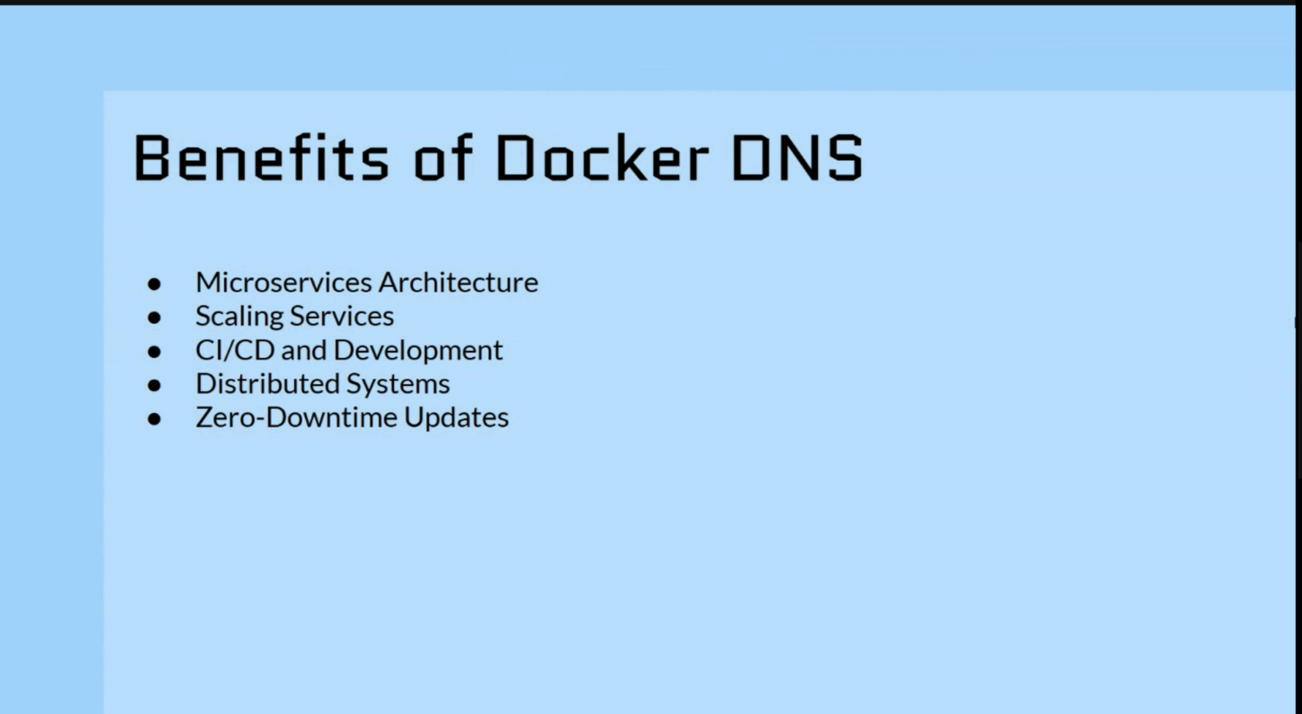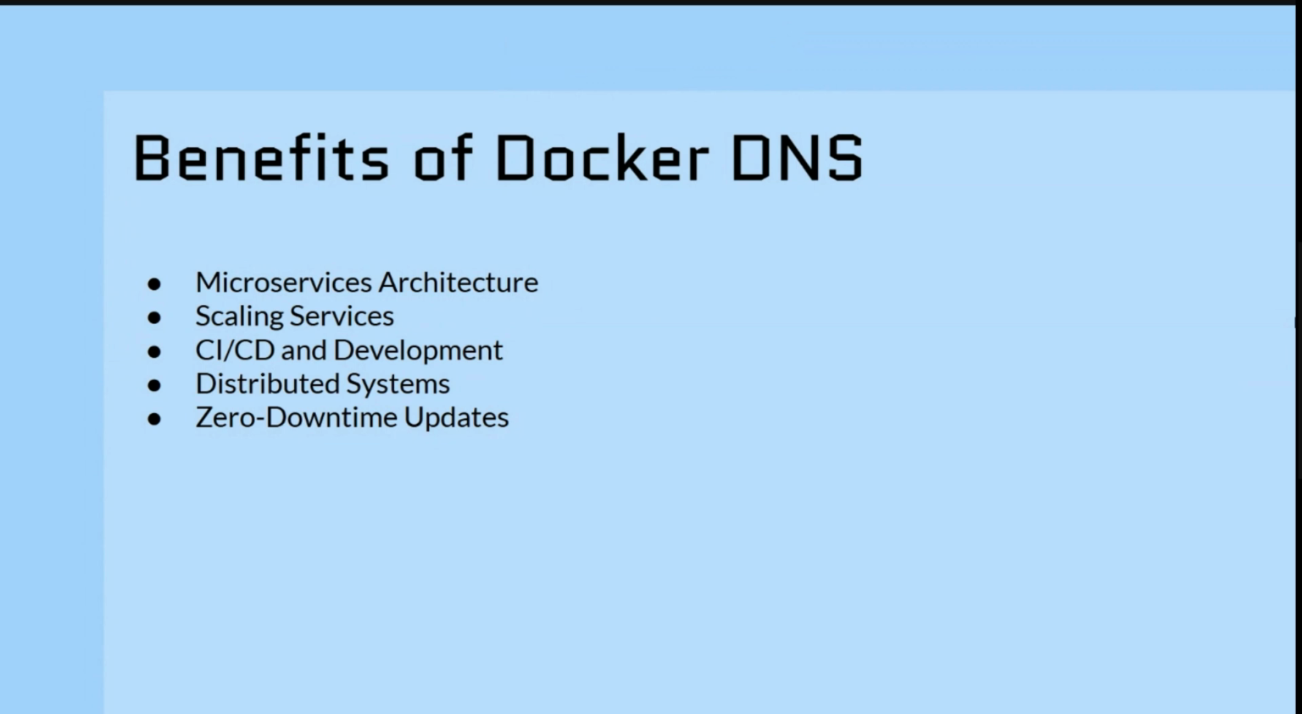Distributed systems. In multi-host environments like Docker Swarm, DNS ensures seamless communication across hosts using overlay networks. An example could be a web app on host A that connects to the cache on host B using the service name.